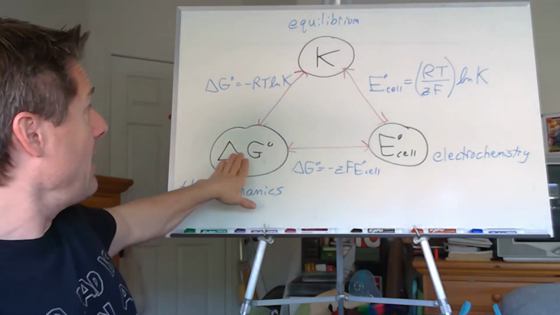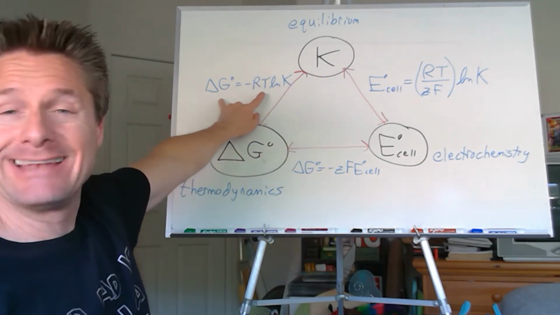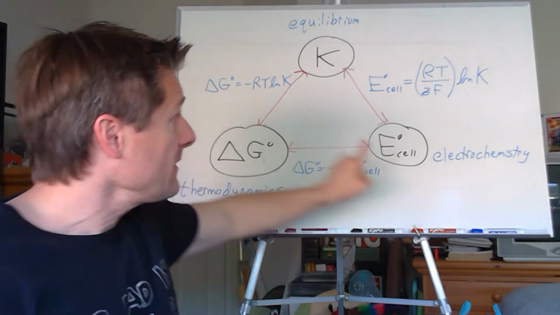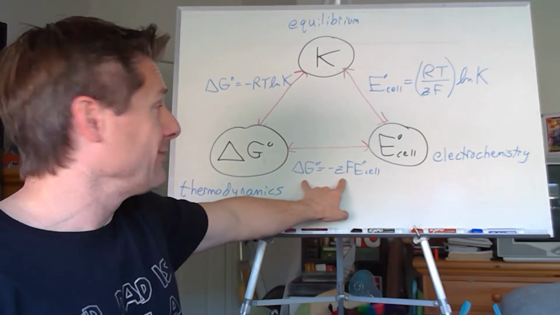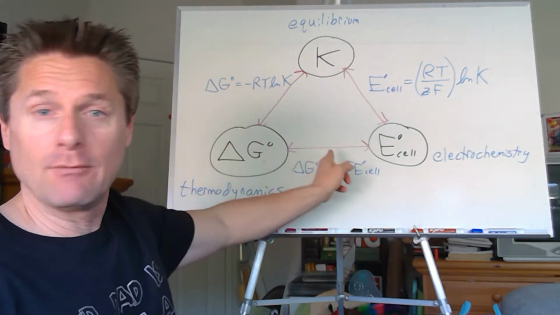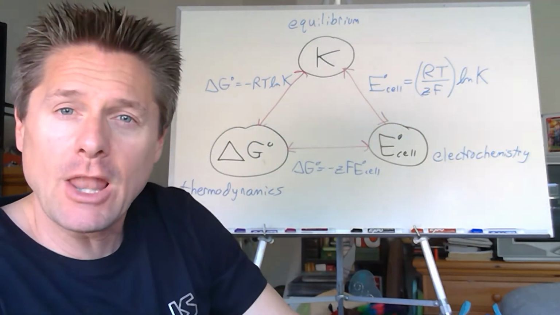So from thermodynamics, that was the first one we did. We related that to equilibrium with delta G naught equals negative RT log K, the equilibrium constant. That's the first one we introduced. Then when we got to electrochemistry, we were able to connect that to thermodynamics: delta G naught equals negative ZF E naught cell. And now because those equal each other, we have E naught cell equals RT over ZF log K.